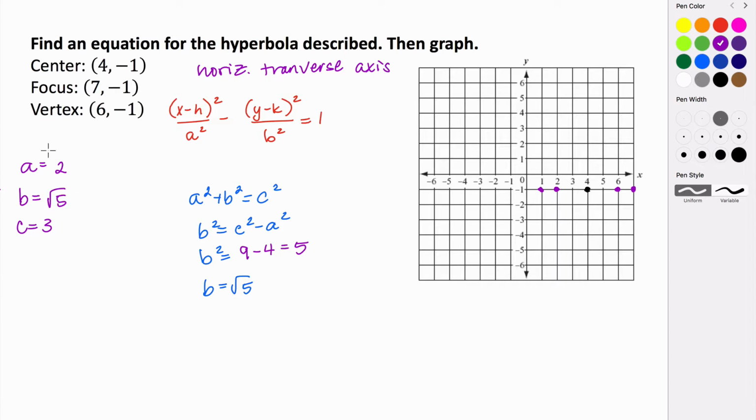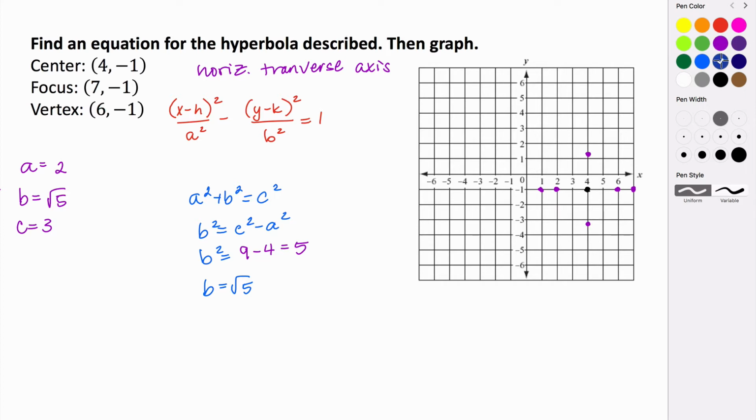So now we can take all of this information and plug it into our equation. So we know our center here, so that's going to be h and k, and then we know the values of a and b, so we can plug those in. And then we can graph this. Now the square root of 5 is just a little bit more than 2. So if I go up 2 units, I'm going to be a little bit past 2 here. So it's in between 2 and 3, just a little bit more than 2. And then I can go down 2 and a little bit. So that's about root 5 right there.